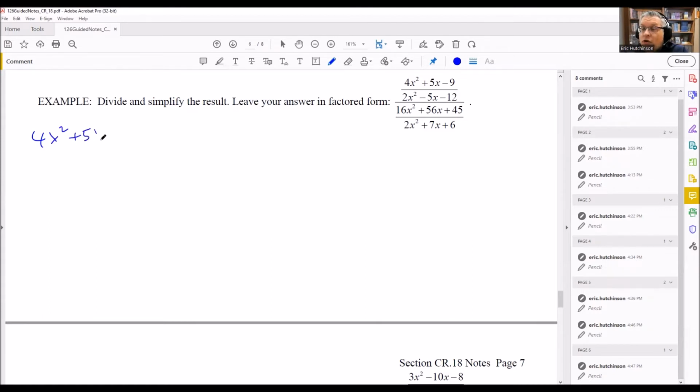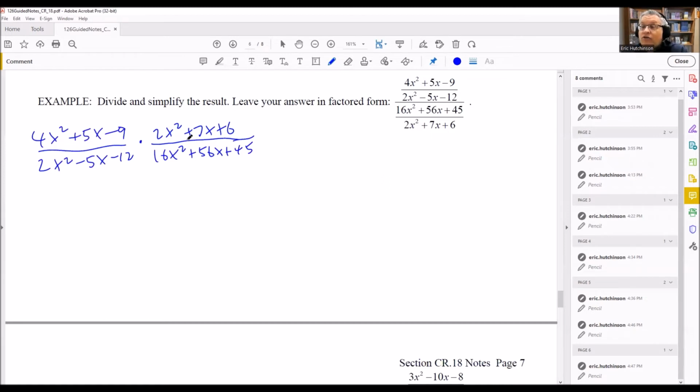But first, before we get into the factoring, we're going to turn this into a multiplication problem. So we're going to take everything on top. We're going to multiply it by the reciprocal of the bottom, 2x squared plus 7x plus 6. And then we have 16x squared plus 56x plus 45 here.